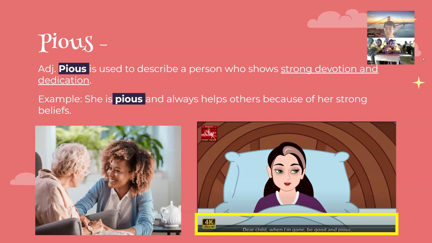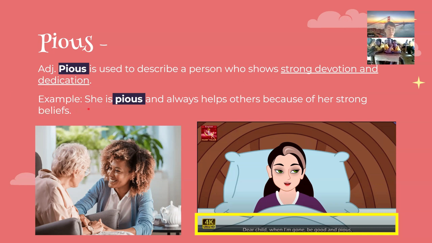So the first vocabulary that was used in the story was pious. So this is the word at the top, pious. And pious is an adjective. So adjective, it means that it is describing a certain noun. So pious is used to describe a person who shows a strong devotion and dedication. So a pious person is always someone who is dedicated. It means that someone tries their hardest to get something. So that person is pious.